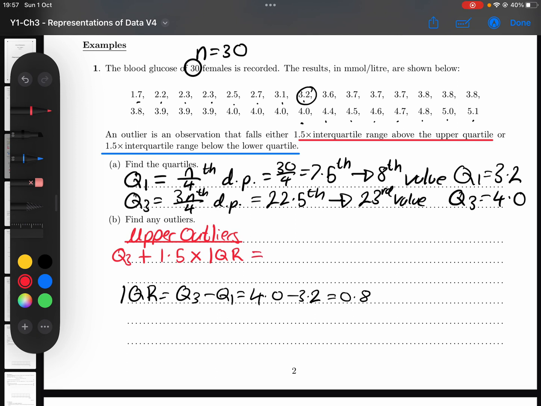So 4.0 plus 1.5 times 0.8. Doing the maths comes out to an upper boundary of 5.2. And when we look back at the data set, we can see there are no values that exceed the value 5.2. So we can say confidently there are no upper outliers.